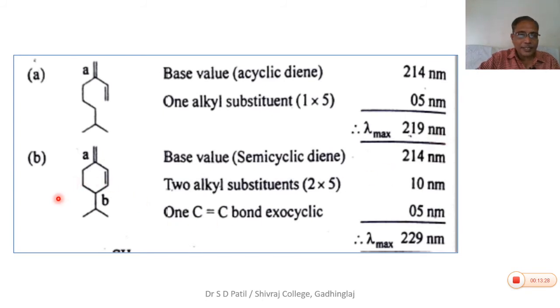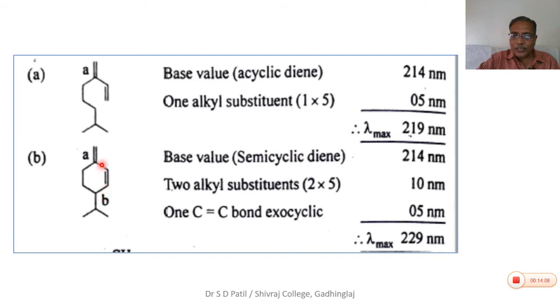Let us consider the second example. In this case, the first case was an acyclic diene. In this second case, the same structure is converted into a cyclic diene. So the ring is completed. The difference will be now, in the first case it is the base value related to acyclic diene. In this case the base value is related to semi-cyclic diene. The diene is semi-cyclic because one double bond is outside the ring, the other double bond is inside the ring. So the base value is 214 again. Then consider the conjugated system.